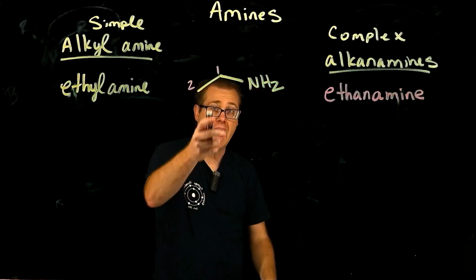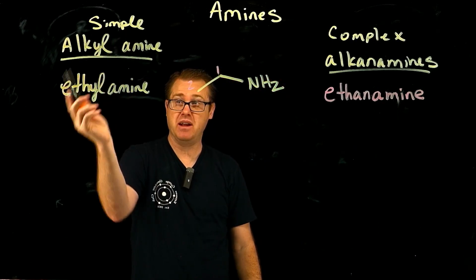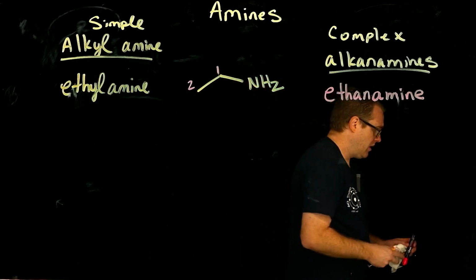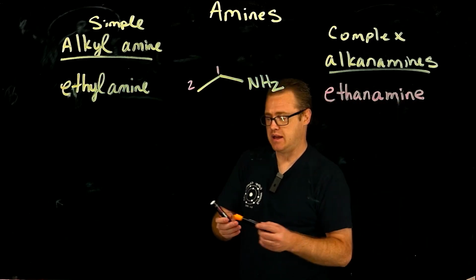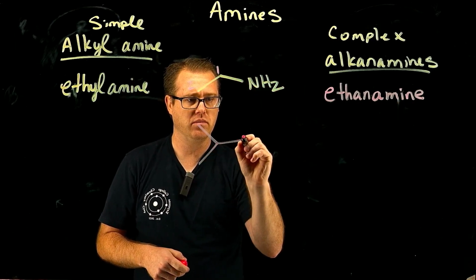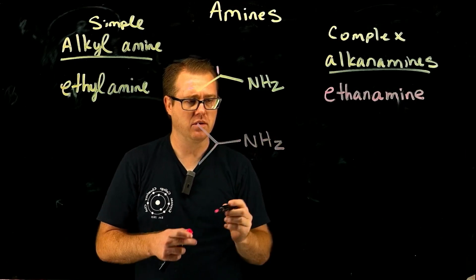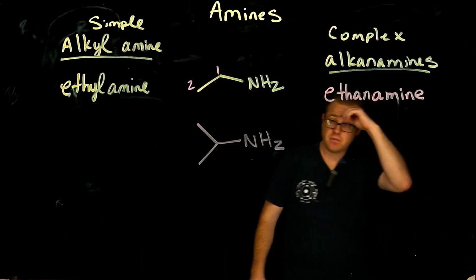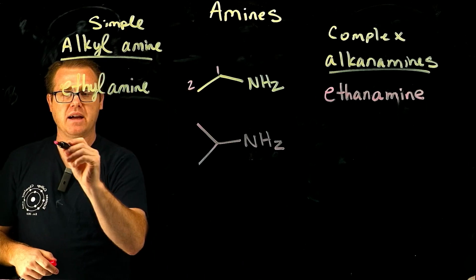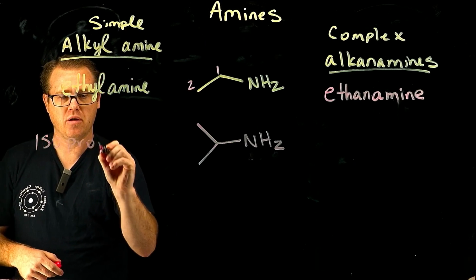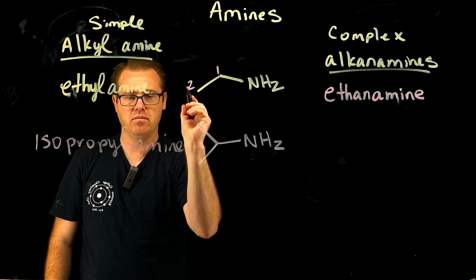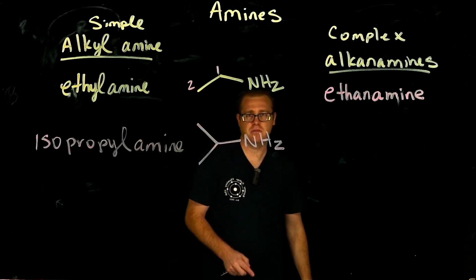So that molecule can be named in 2 ways. The simple method: ethylamine, or ethanamine. Now, what if we had something that looked like this? Something like that. If we use this method right here, alkyl, what is that group right there? That's isopropyl. Isopropylamine. That's how you can name that molecule.